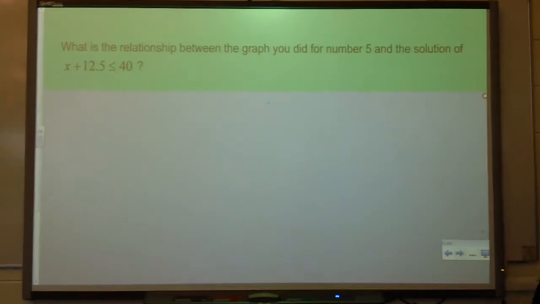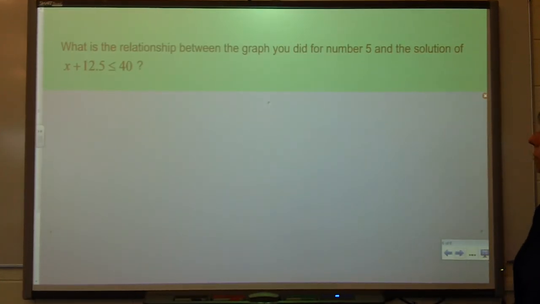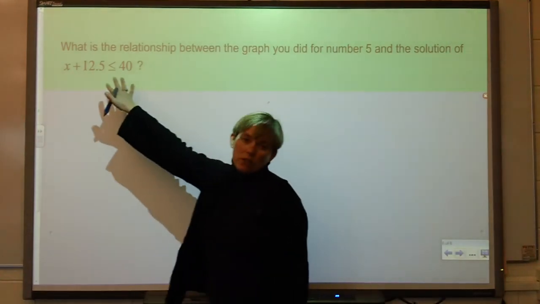This one I'm going to have you think about for tomorrow. What is the relationship between the graph we did in number 5 and the solution of this right here?